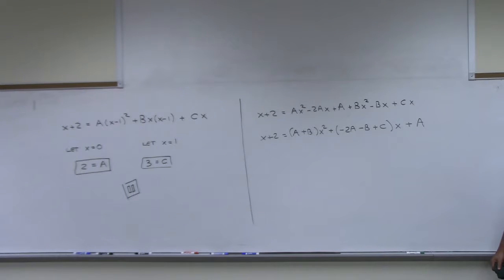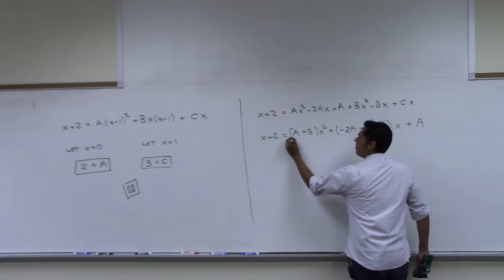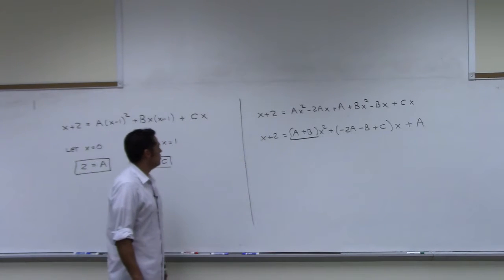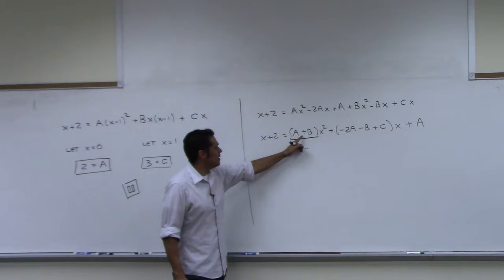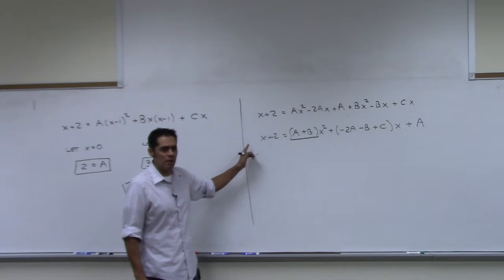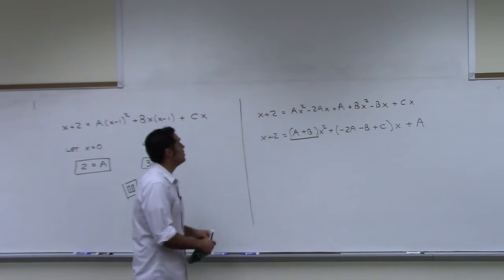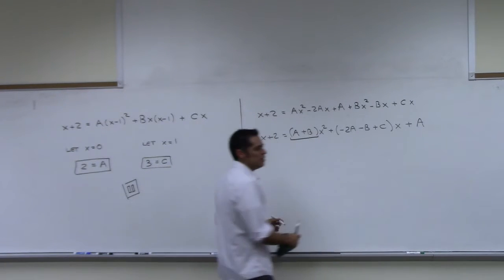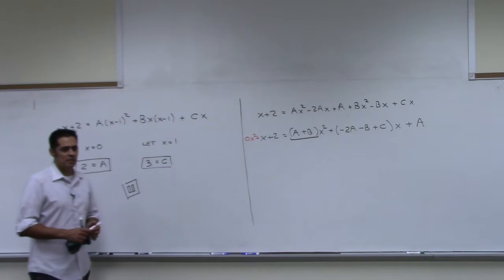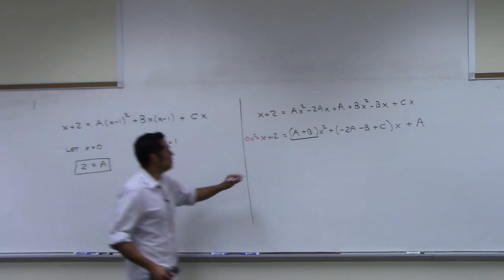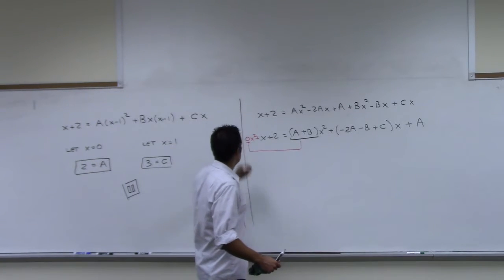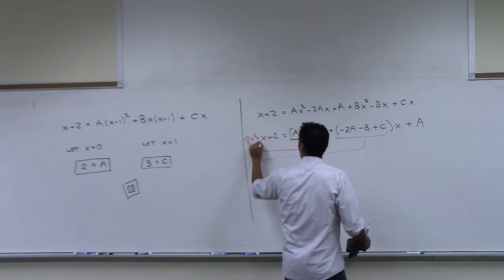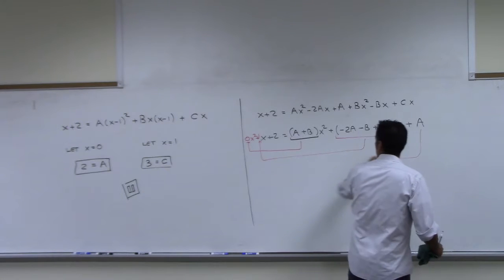What are your equations? What do you know that this has to be? Tricky, we haven't seen that. Well, it has to be equivalent to the coefficient on x squared over here. Zero, good. Isn't there a 0x squared here? You don't ever see it, but it's there, right? So that means that a plus b has to be 0. Negative 2a minus b plus c has to be 1. And then a has to be 2.